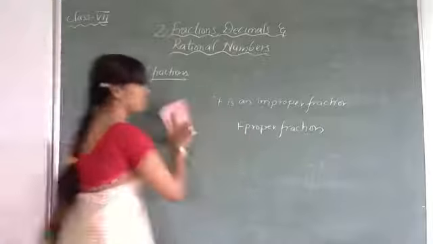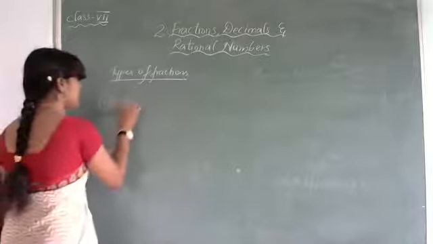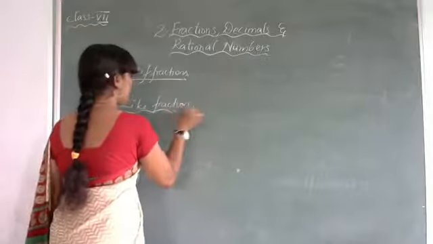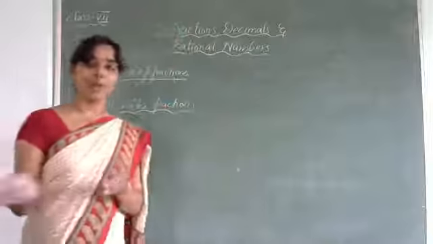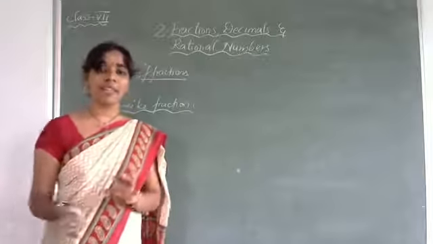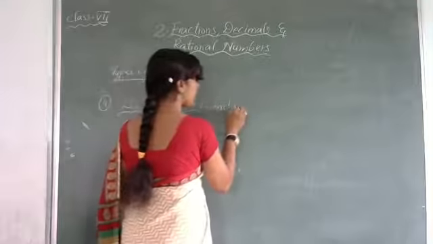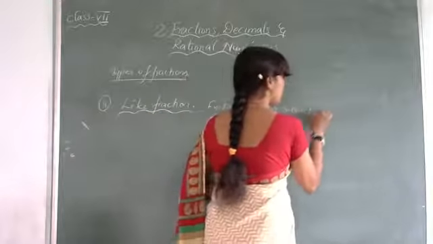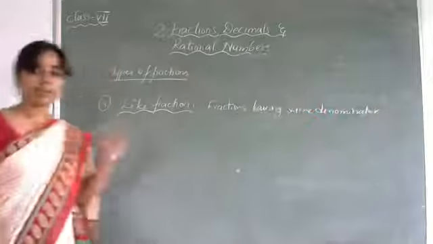Next, we have like and unlike fractions. The next fraction is the like fraction, children. What are like fractions, children? Like fractions means a group of fractions, that is two or more fractions, having the same denominator. Fractions having the same denominator are called like fractions.